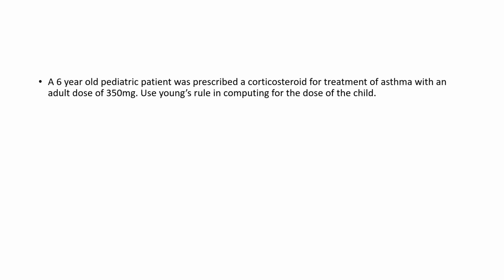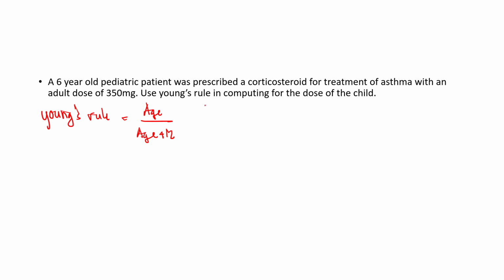Okay, so let's continue. So a 6-year-old pediatric patient was prescribed a corticosteroid for treatment of asthma with an adult dose of 350 milligrams. Use Young's rule in computing for the dose of the child. So what is Young's rule? Young's rule is based on the patient's age. Age over age plus 12.